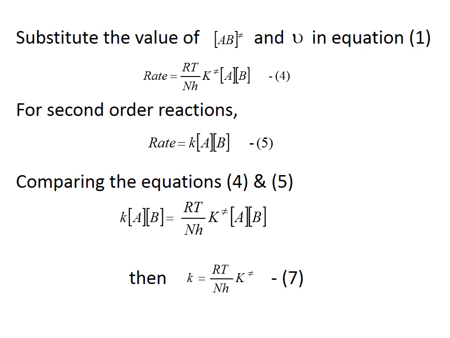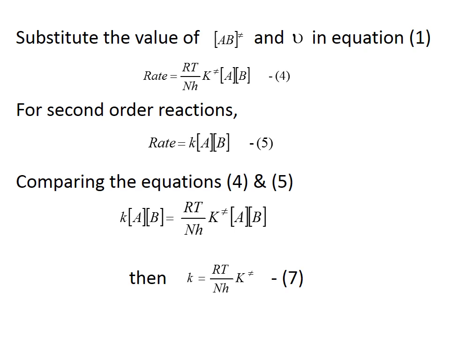If we consider a second order reaction, A plus B gives product, the rate will be equal to the rate constant times the concentration of A times the concentration of B. Now, the fourth equation gives the rate of the bimolecular reaction, and the fifth equation also gives the rate of the bimolecular reaction. Comparing both equations 4 and 5, the rate constant times A times B equals RT by Nh K double dagger times concentration of A times concentration of B. The concentration terms of A and B cancel. Then the rate constant for the reaction k will be equal to RT by Nh K double dagger.